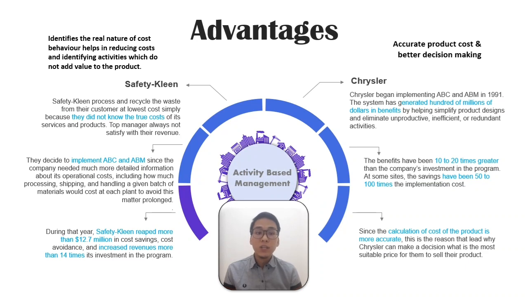Since the calculation of the cost of the product is more accurate, this is the reason why Chrysler can decide what is the most suitable price for them to sell their product. As we know, after we implement activity-based management, they can get accurate product cost and better decision making. So Safety-Kleen and Chrysler have felt those advantages.